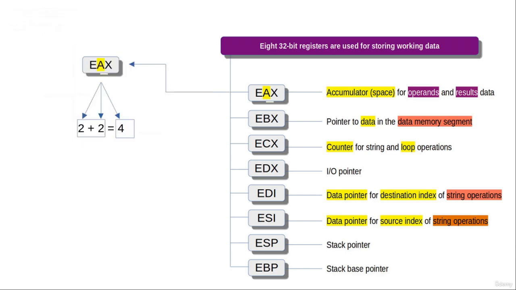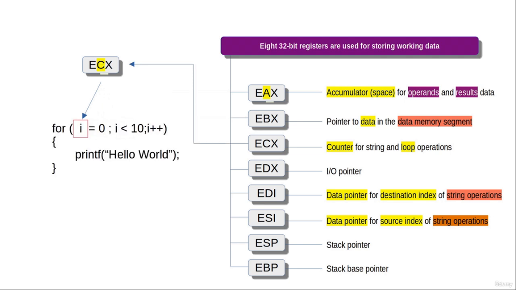The first register is EAX, which is an extended accumulator register. This register is used for storing operands and results of data. The next register is EBX, which is used for pointing data in the data memory segment. Likewise, ECX is used as a counter in string and loop operations. EDX is used for input and output pointer.